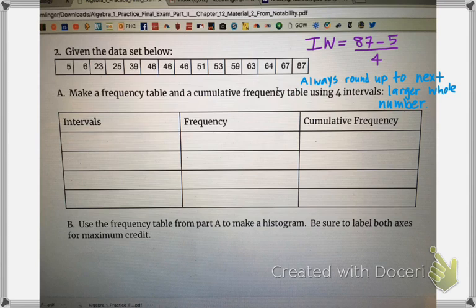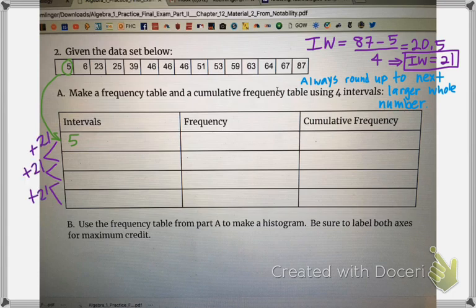So we have 87 minus 5 divided by 4, and we're always going to round up to the next larger whole number. So that's 20.5, but of course we round to the next largest whole number, and that is 21. So we add, starting with the smallest number in the top left of our interval, that's 5, the smallest number, we're going to add the interval width, which is 21, vertically to each interval on the left side. So we do that.